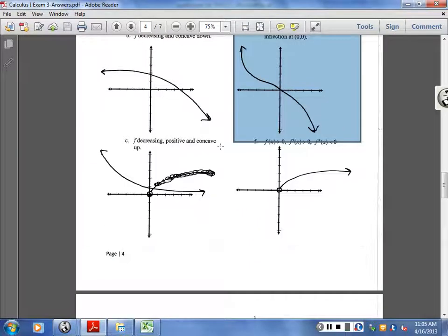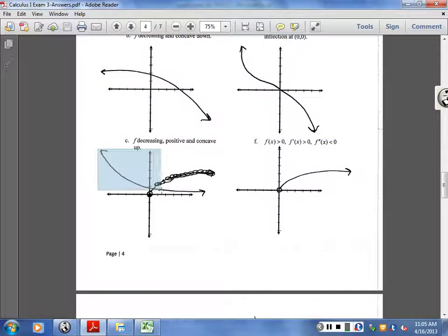Decreasing, positive, and concave up. So my function is decreasing. It's always above the x-axis, and it's going to hold water. It's concave up. This is one example. Again, there's other examples. I could have put more on it like this, but I didn't.